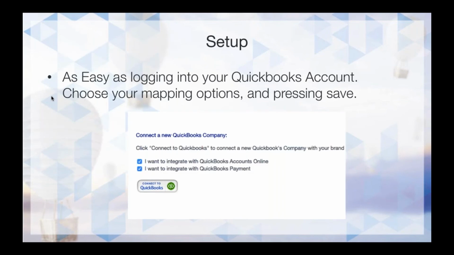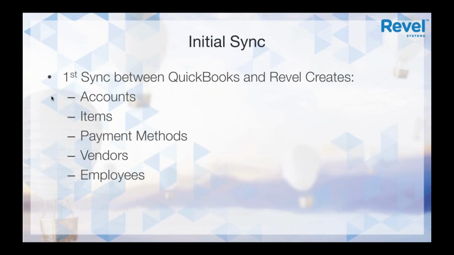All right, so to set up our QuickBooks integration, everything is tied to your Intuit QuickBooks login. On the Revel dashboard, you would navigate to the QuickBooks screen, which you have in front of you here. You'd select which checkboxes you're interested in integrating, and then click Connect to QuickBooks. From there, we'll reach out to Intuit, confirm your identity, and then integrate the two systems by authenticating Revel.